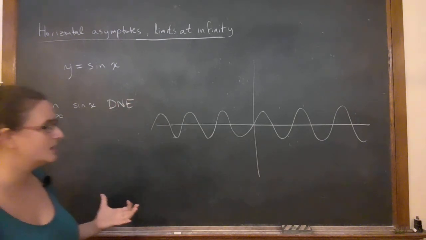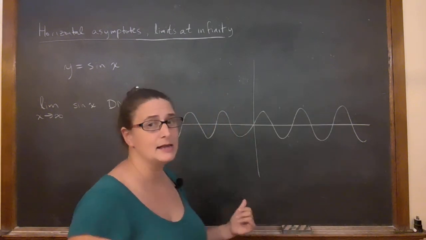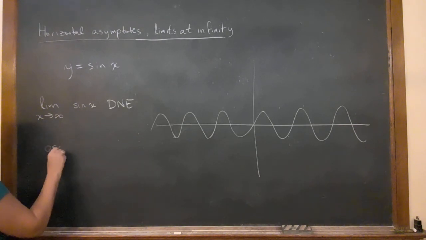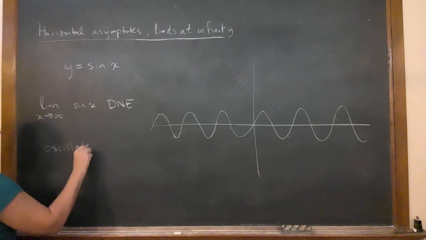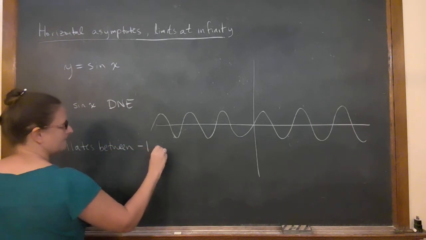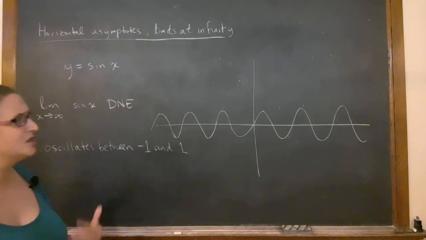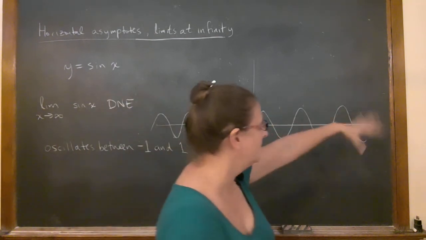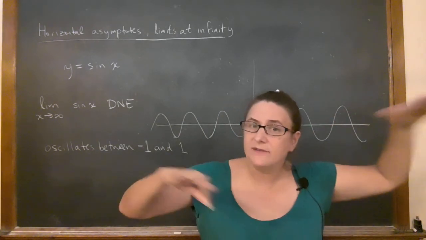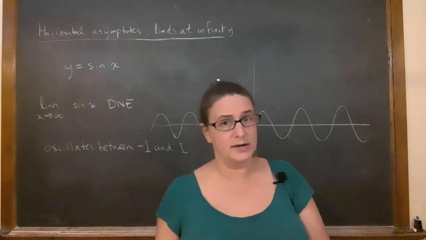So I would just write does not exist. And if I was asked why it doesn't exist, I would say that it oscillates between -1 and 1. Or you can say that it's oscillatory. Okay. Now, it's not just the fact that it's oscillating, but the fact that it's oscillating and it's never going anywhere. It's never going down. Because you can have an oscillation and it can still be going down to something.